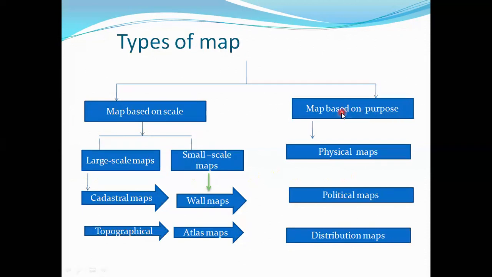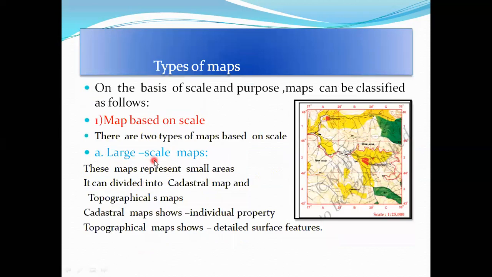Now we have to move on to the second one. Second type means map based on the purpose. In that, there are physical map, political map, and distribution map. These are the main types of maps, children. So now we have to learn one by one in detail. On the basis of scale and purpose, maps are classified into two types.